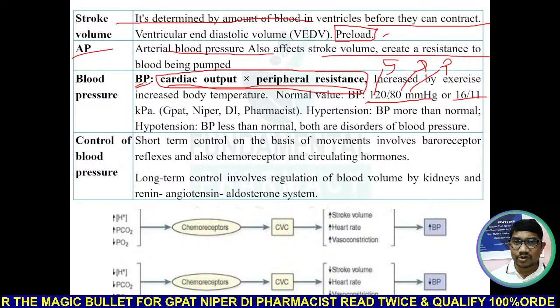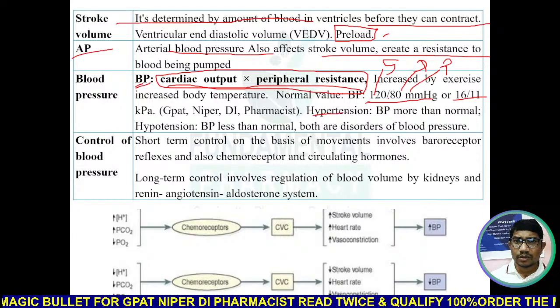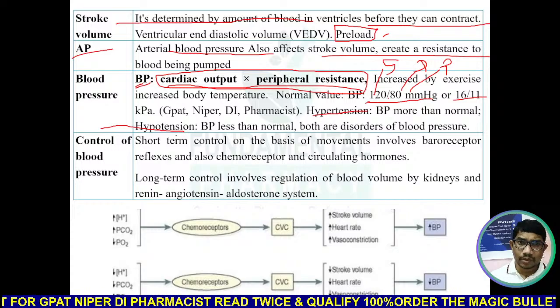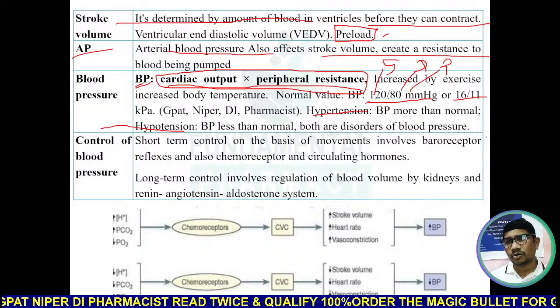Now hypertension means what? Blood pressure more than normal. Hypotension means what? Blood pressure less than normal. Both are the disorders of your blood pressure.